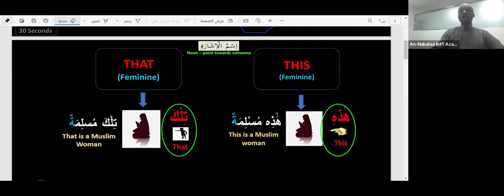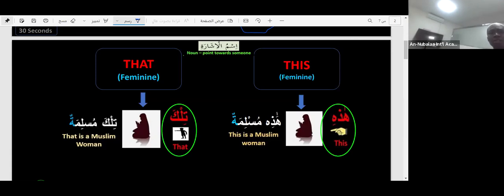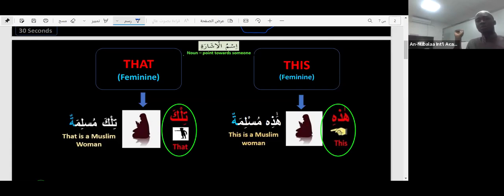The same thing applies when you are pointing towards a far object and that far object ends with ta marbuta. One of the signs of feminine nouns is ending with ta marbuta. You are going to use tilka instead of dhalika. So when you are pointing at something far, in the Arabic language you say dhalika. Dhalika mukayyaf.